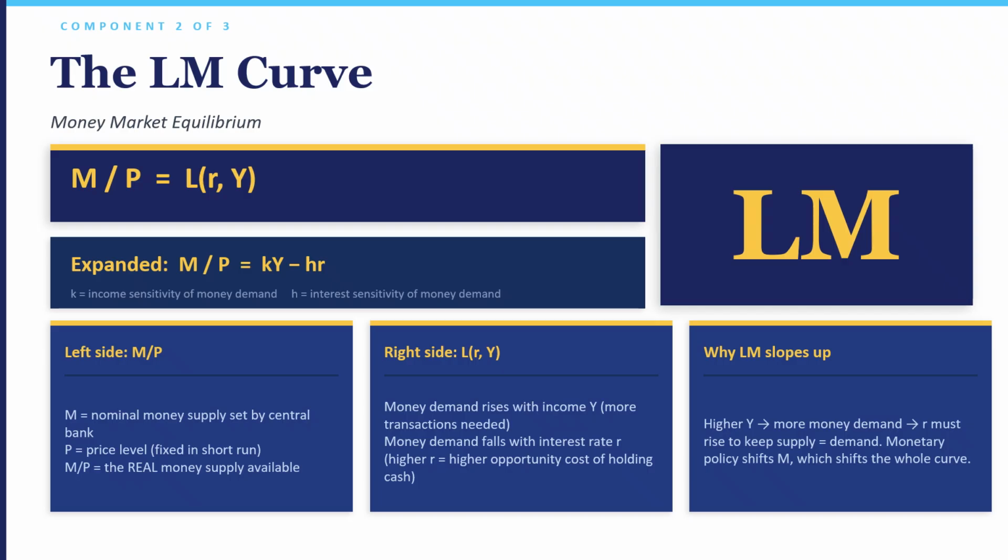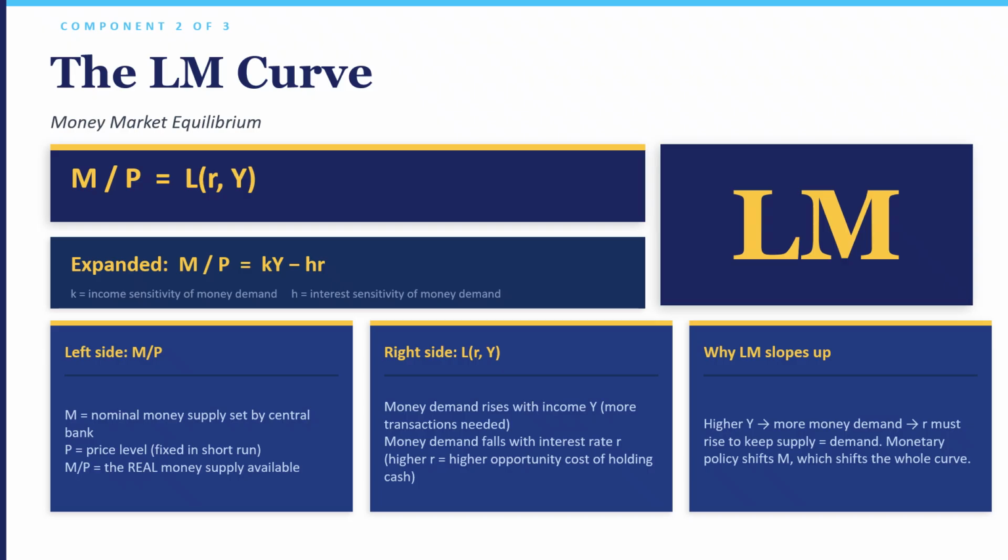Looking at the left side, you will see M is the nominal money supply set by the central bank, and P is the price level, which is fixed in the short run. So M over P will give us the real money supply available currently. And so equilibrium requires these to be equal.